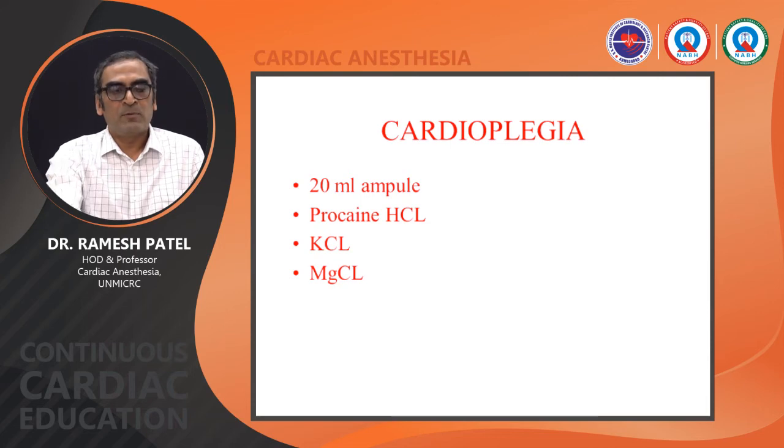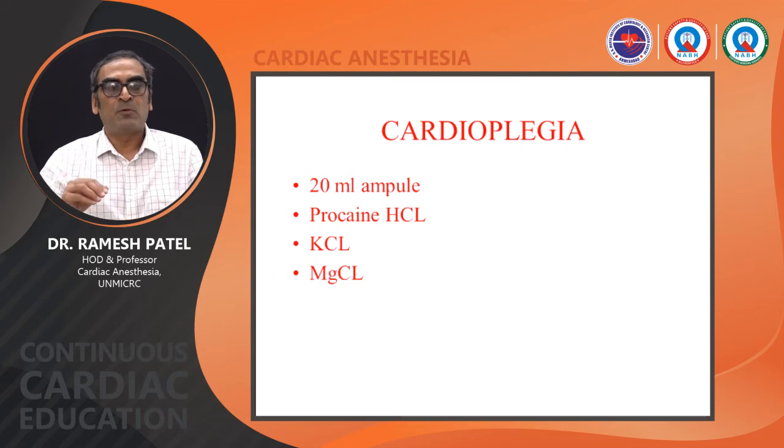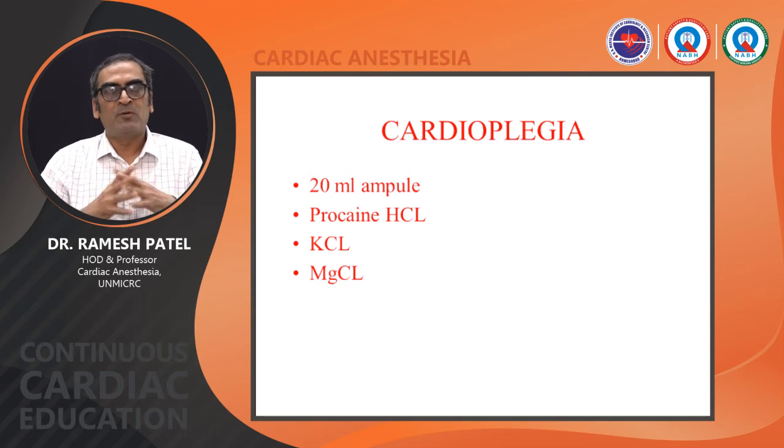And cardioplegia is another important part of the management of the cardiopulmonary bypass machine. It is available in a 20 ml ampule, which contains procaine hydrochloride, potassium chloride, and magnesium chloride. Of these three elements, procaine as well as magnesium chloride will help in membrane stabilization and will help reduce ischemic insult. And potassium chloride will be helpful in diastolic arrest of the heart.